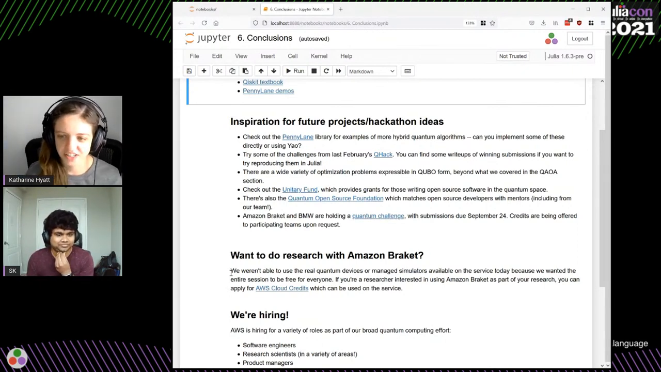This is going to be my last section. So one thing I also wanted to mention was if anybody here is an academic or a grad student and you're interested in doing research on real quantum devices with Braket, we do have research credits specifically for people performing scientific research. So if you're interested in that, check out the link to the AWS cloud credits, which can be used on the Braket service. And if you want to know more, contact us offline.